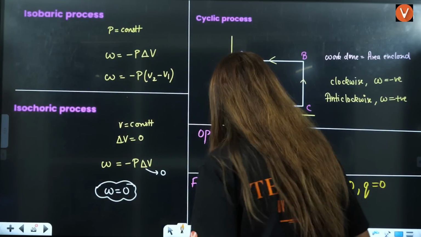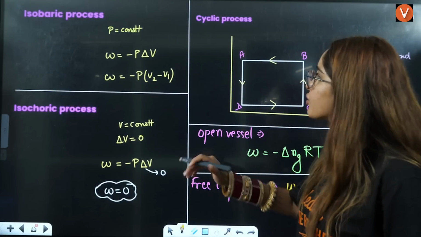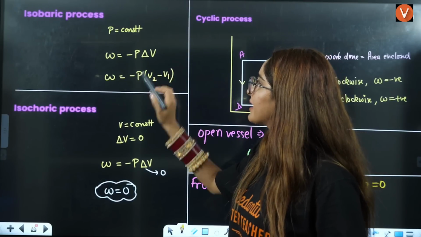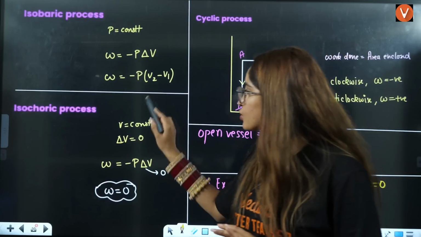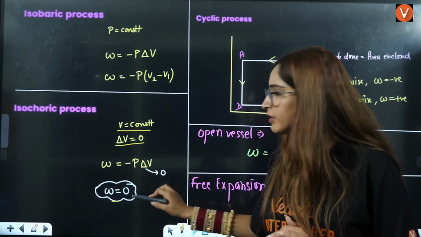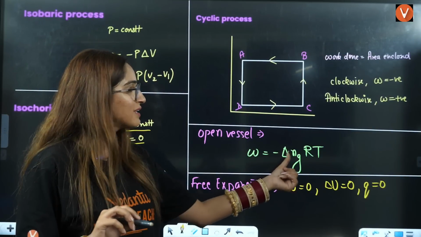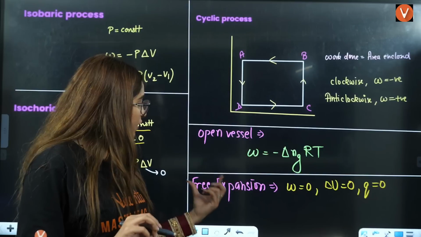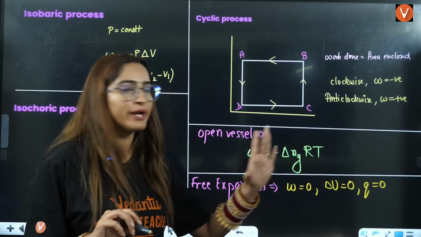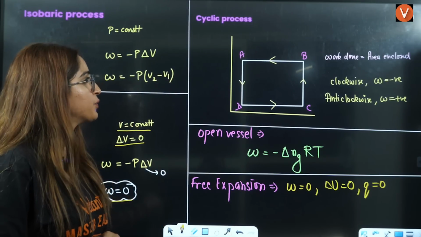But before that, let us do isobaric. For isobaric, we know that pressure is constant, so work done is equal to minus P external delta V directly. For isochoric, volume is constant, so delta V is 0, so work done will be 0 only. If you talk about open vessel, work is equal to minus delta ng RT. For free expansion, work is 0. Internal energy is also 0. Heat energy is also 0.